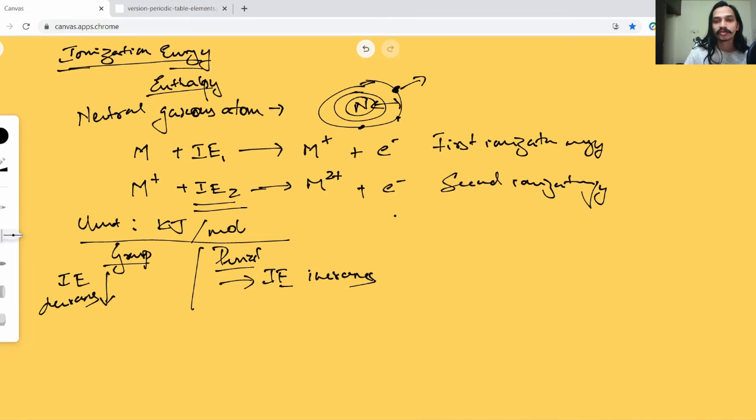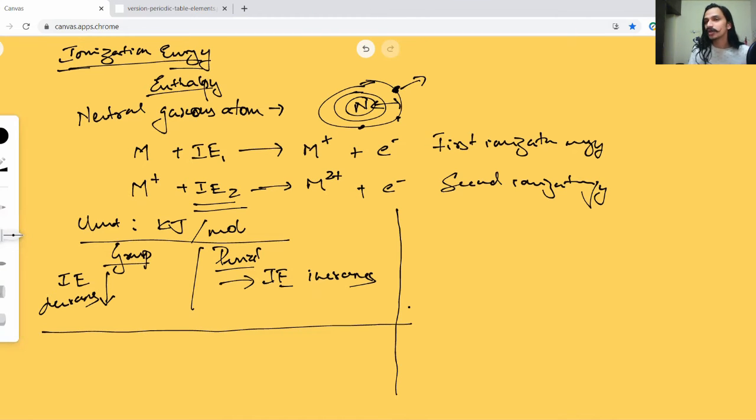Now, these are the general trends, but ionization energy depends on more than just one factor. It's not simply a matter of size. There are multiple factors that will affect the ionization energy. What are these factors? One is nuclear charge.